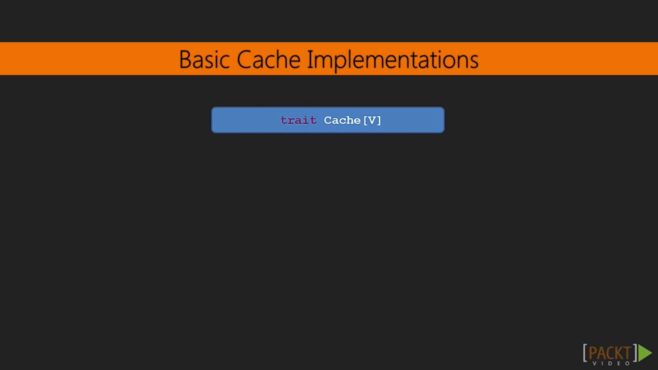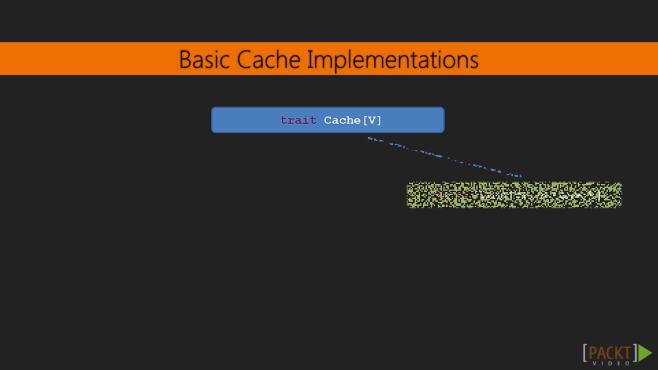Spray caching is built around simple cache trait. Out of the box, there are two implementations provided. Simple LRU cache, cache with limited capacity, which employs least recently used policy. The entries that have not been accessed for the longest time are evicted first.